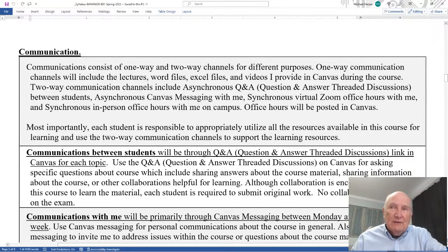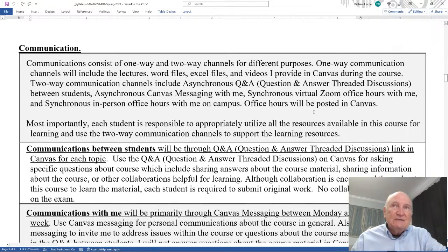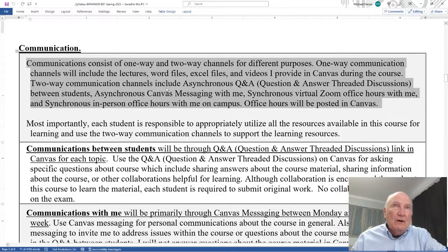Communications are important in this course. Communications consist of one-way and two-way channels for different purposes. One-way communication channels will include lectures, Word files, Excel files, and videos I provide in Canvas during the course. Two-way communication channels include asynchronous question and answer threaded between students, threaded discussions, asynchronous Canvas messaging with me, synchronous virtual Zoom office hours with me, and synchronous in-person office hours with me on campus.